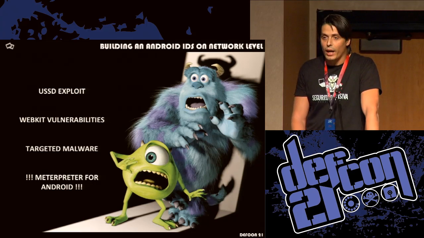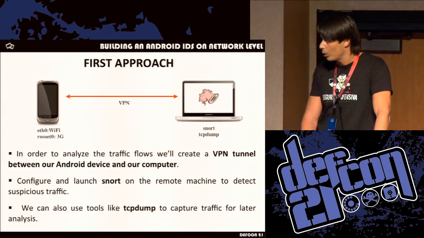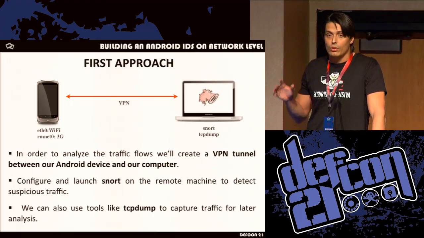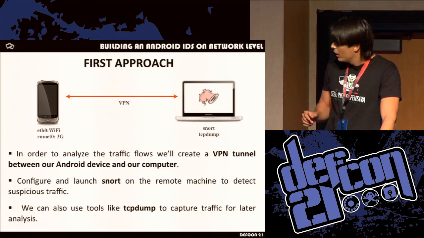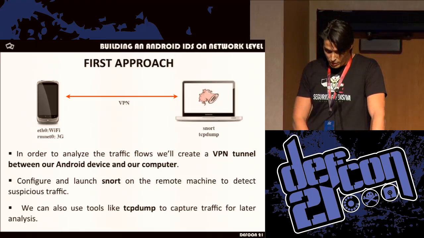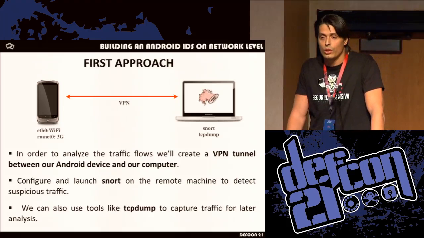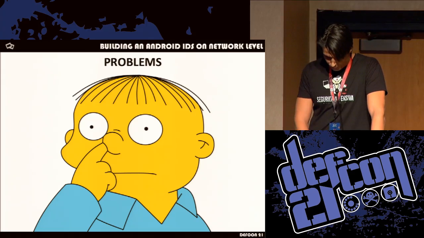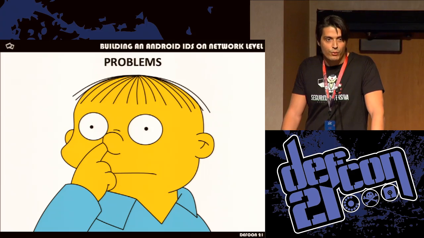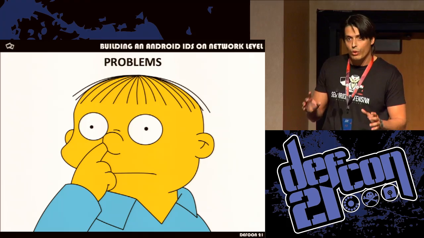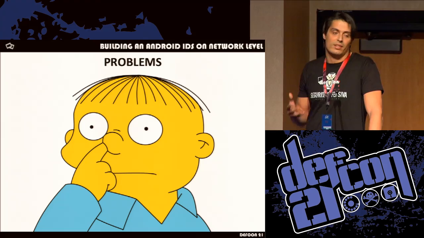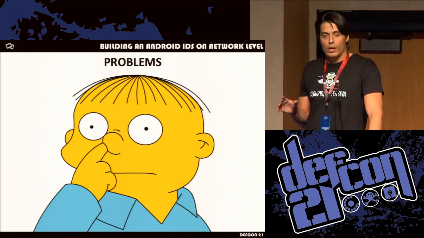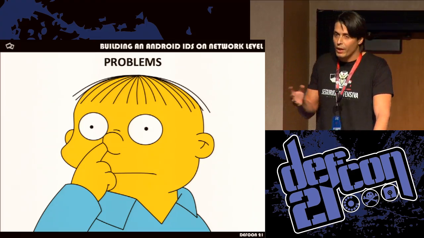So I had to deal with this, and I tried to make my first approach to solve it. I took my Android mobile phone and made a VPN tunnel with my computer, so I could analyze all the traffic passing through my device. I launched Snort on my computer to detect suspicious traffic, and I could also use tools like tcpdump and do all the forensic analysis I could. But, well, this kind of IDS sucks. I had several problems because I have to take the traffic from my mobile phone to my computer. That's a waste of bandwidth. I couldn't act like an IPS. I could detect all the attacks and all the malware, but only after it happened. So that makes no sense to me.